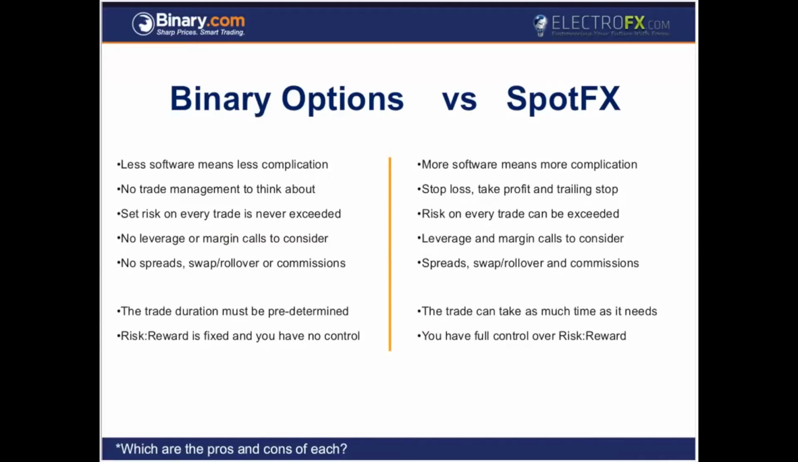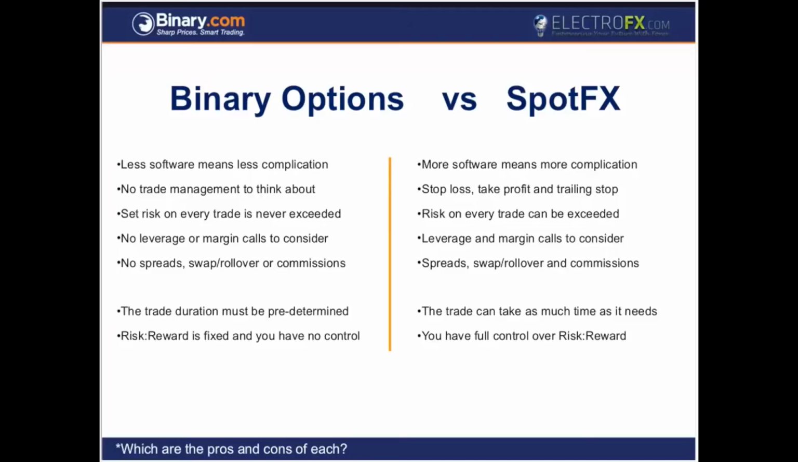Now, binary options versus spot forex. The main difference here, the starting difference, is the complication level. Binary options are very, very simple. With spot forex, you have more software. That means more complication. If any of you here have been trading for a while, you're probably familiar with MetaTrader 4, NinjaTrader, MetaTrader 5, a lot of these common platforms. But essentially, it's a piece of software. You have to download it. You have to learn that program.